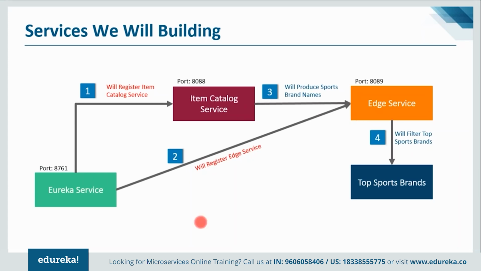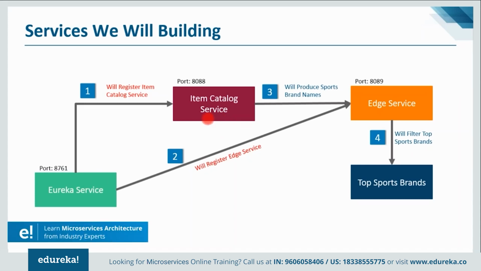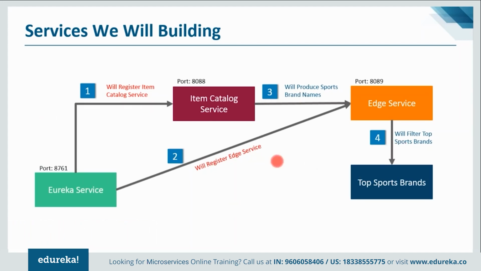Let me just repeat it once more. So we have a Eureka service, which is owned by Netflix. And this is basically a registry service. And we have the other microservices registered in this service. The item catalog service will have the sports brands. Then the edge service will give us the top sports brand, it will filter only the top sports brand. This is how the architecture of our Spring Boot application is.